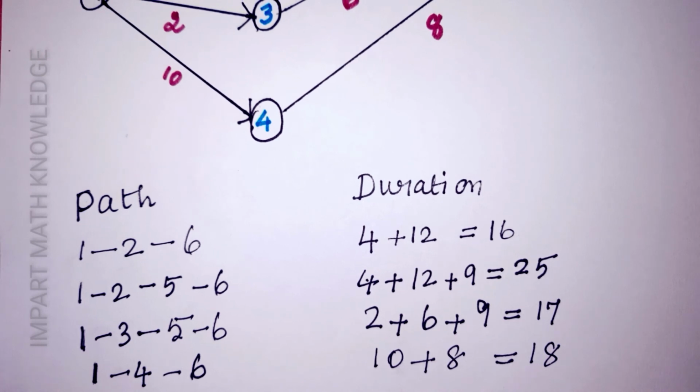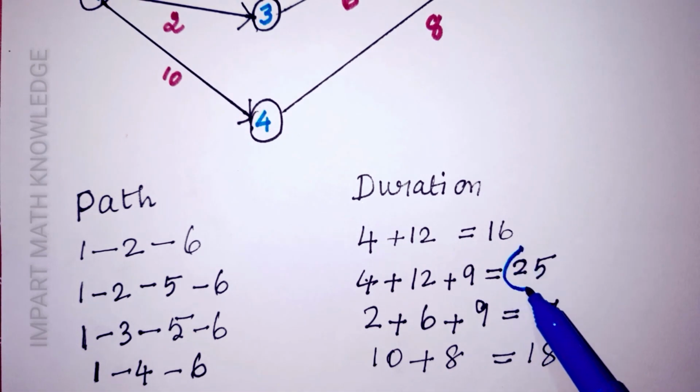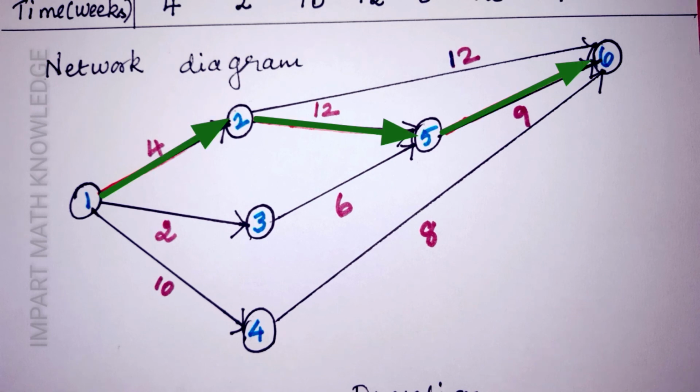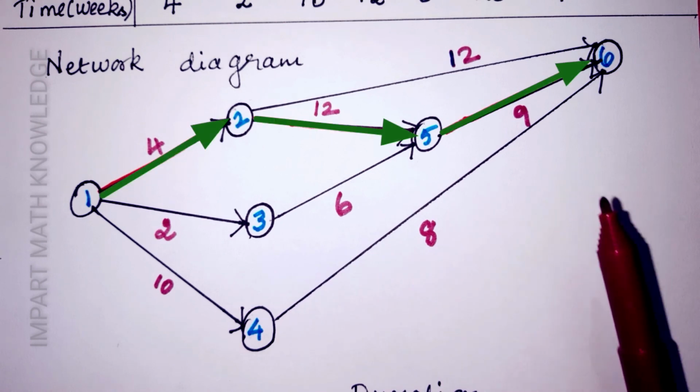From the durations, you have to select the maximum value. Here the maximum value is 25. Critical path is nothing but the longest duration. Here the longest duration is 25. So the corresponding path 1 to 2, 2 to 5, 5 to 6 is the critical path. The project duration is 25 weeks.